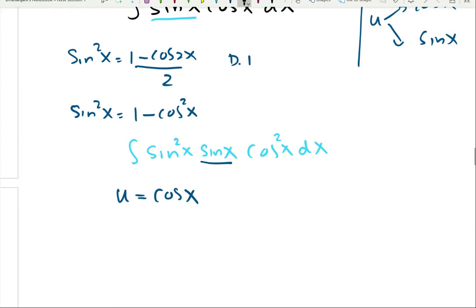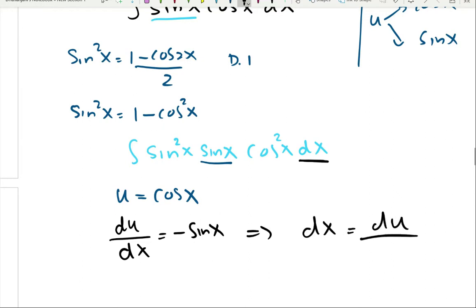Let's do the substitution. Now here's a common mistake that you always make. Don't forget that integration by substitution involves two substitutions. What is that? Replace u and also dx. So differentiate u. du over dx is negative sine x, right? If you differentiate cosine, you get negative sine.